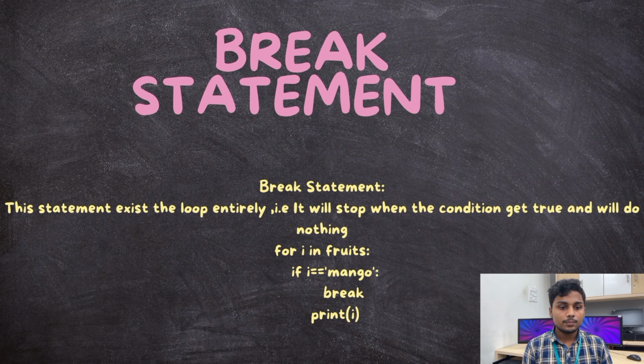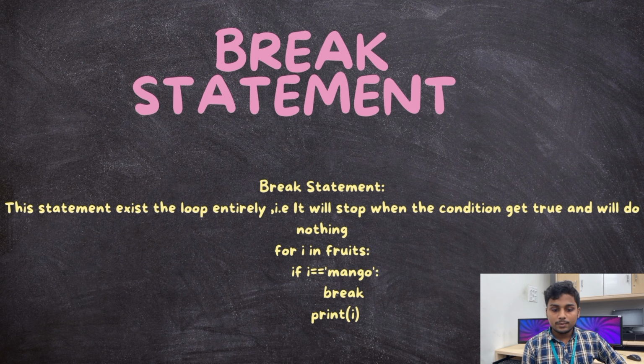Imagine we want to print each item in a list. We can use a for loop to do this. Let's consider a list of fruits. In this we are taking apple, mango and cherry as the fruit list items. Now what if we want to stop the loop when we find mango? We can use the break statement to stop the iteration.